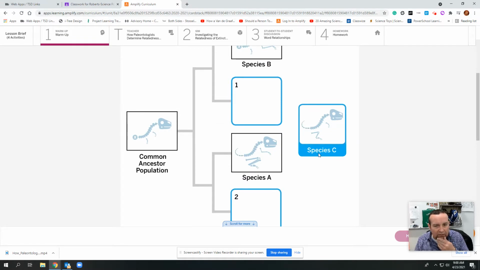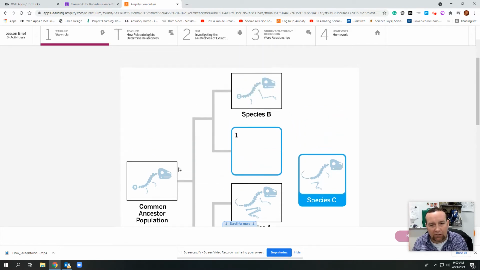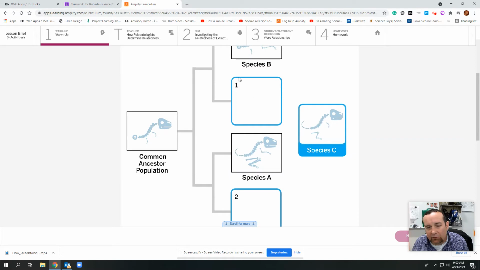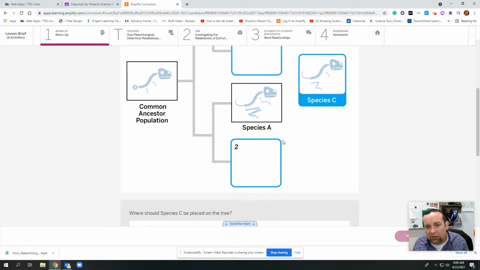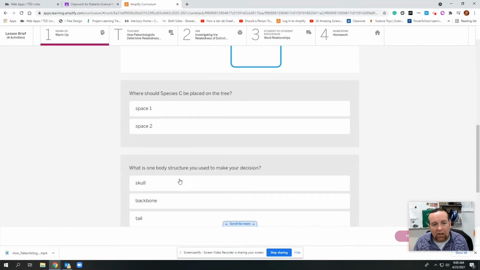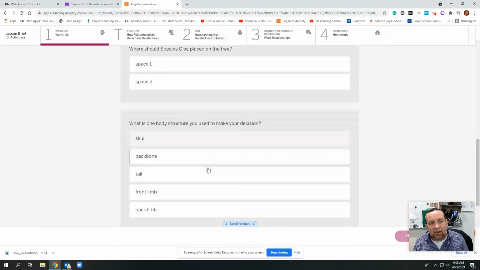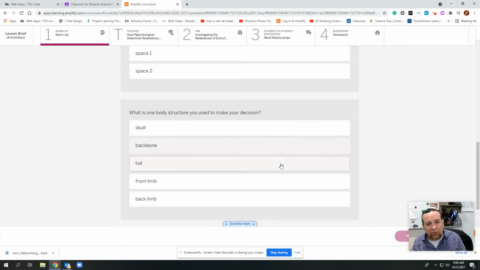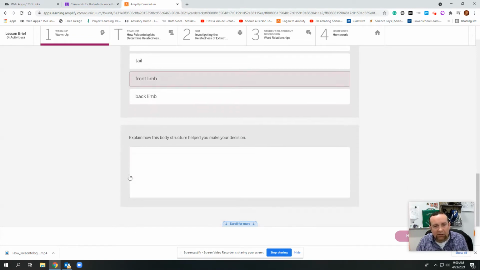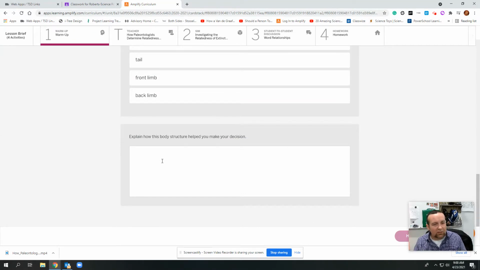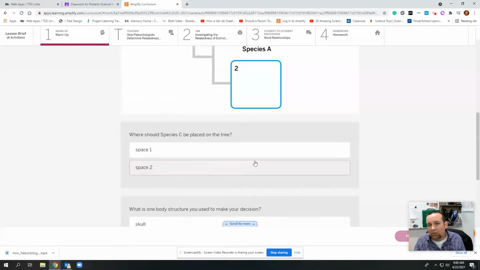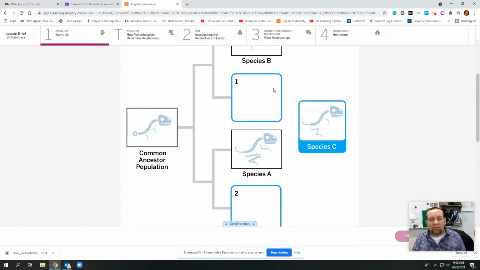Where do you think this species C should go? So what you're going to do is look at the common structures and try to determine should it go in position 1 or position 2. So let's go down here and select one of those. And then what is one body structure you used to make your decision? Answer that. And then down below, just in a sentence or so, explain how this body structure helped you make your decision. So go ahead and do that. Pause the video and come back to me. We'll move on to part 2.